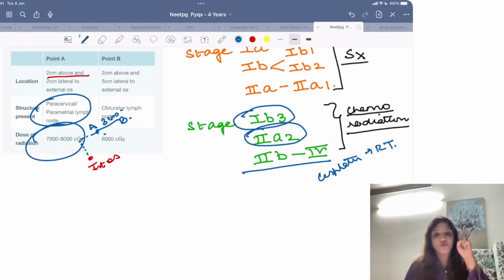1B3, 2A2, and then from 2B to stage 4. You have to give chemoradiation. Other than that, all stages, the initial stages, you have to do surgery. Right? Clear?